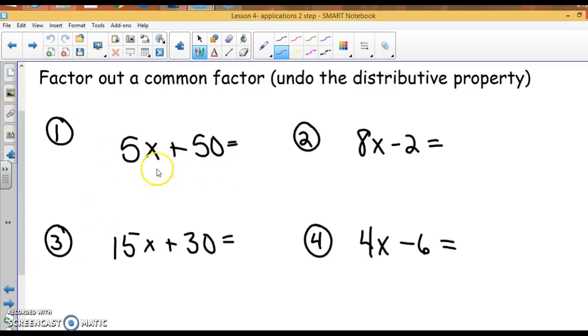All right. What can I factor out? What's the common factor here? 5. So we're undoing the distributive property. I'm going to divide these both by 5.